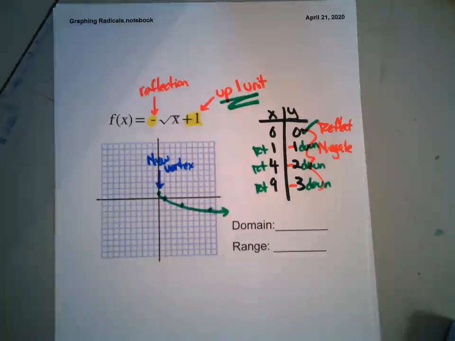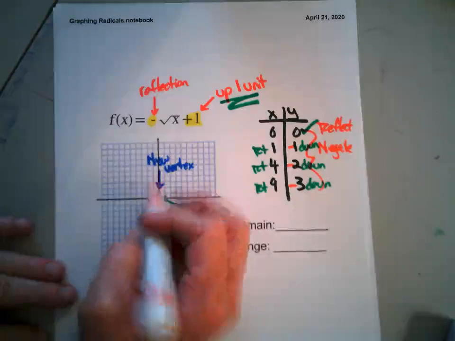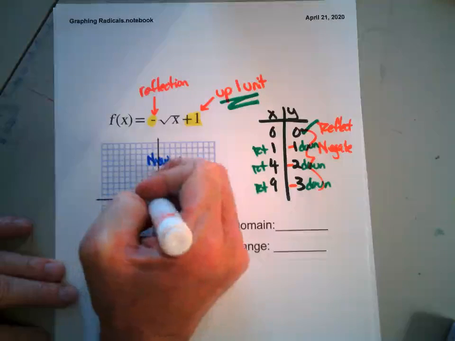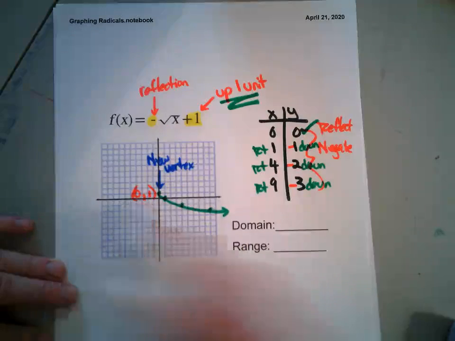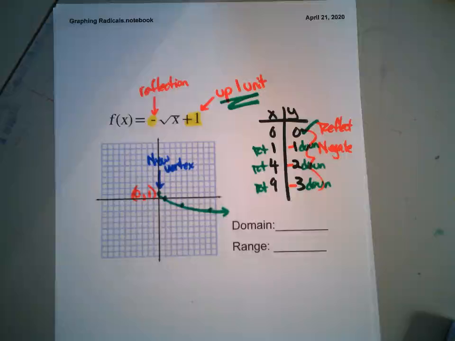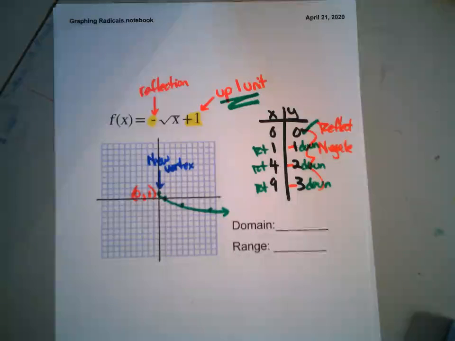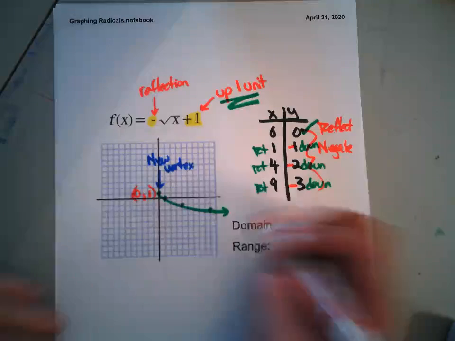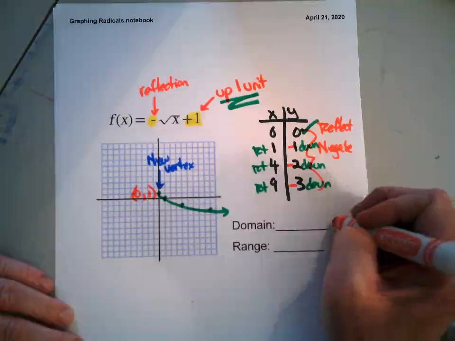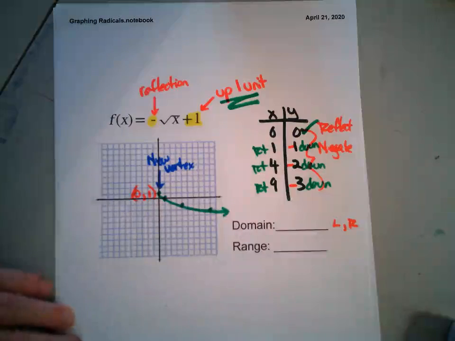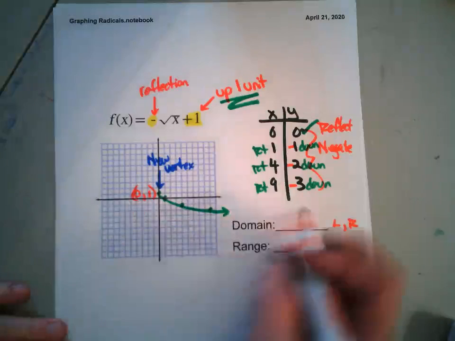Finishing up with the domain and the range, this ordered pair is 0, 1. These are the values that are going to end up in the domain and the range. 0 will be part of the domain, 1 will be part of the range. Now, keep in mind, domain is left to right. So the farthest left value, which is an x value, is 0.